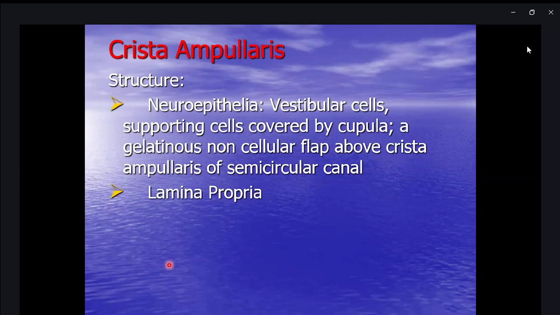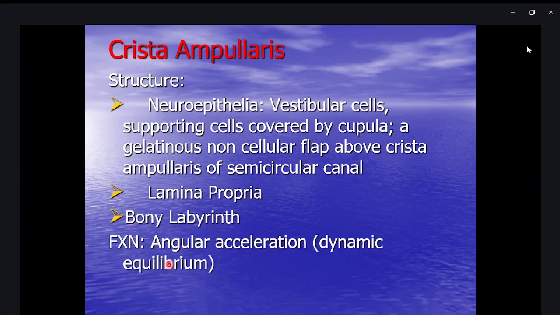Below the epithelia, we have a lamina propria, which normally consists of loose connective tissue, and then the bony labyrinth. So you can see it is very elaborate: just an epithelia, a very thin lamina propria, and a bony labyrinth. Displacement of the fluid within the crista ampullaris displaces the cupola, which again displaces the hair, the cilia, on the vestibular hair cells. When that is displaced, an action potential is generated and transmitted.